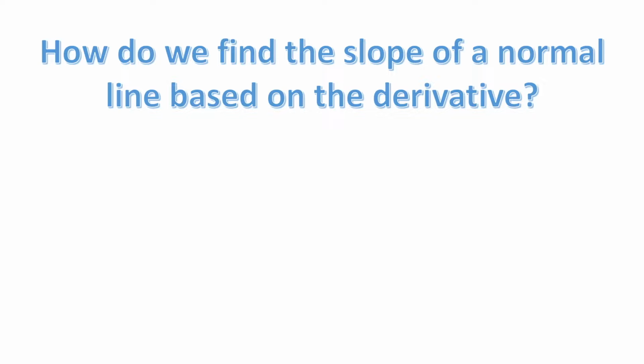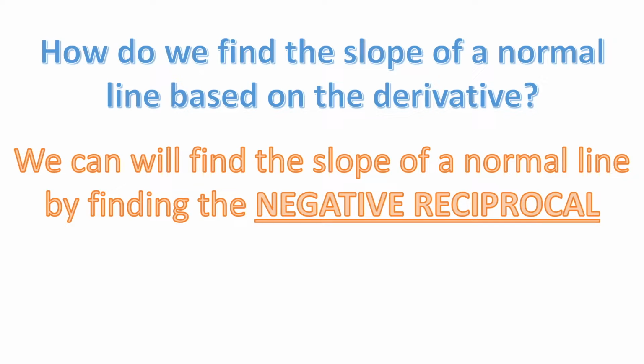How do we find the slope of a normal line based on the derivative? We can find the slope of a normal line by finding the negative reciprocal.